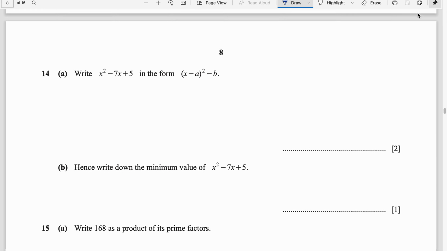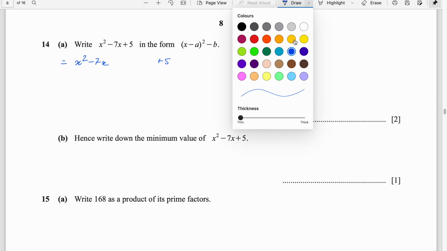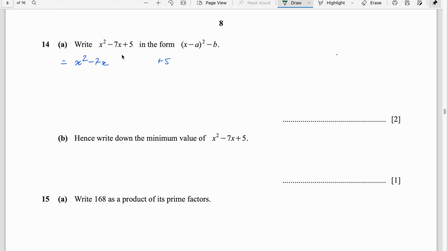Question number 14. Write x squared minus 7x plus 5 in this form. So this is the completing the square form. So x squared minus 7x plus 5. In between, what you do is take the square of half of the coefficient of x. So the coefficient of x, half of it, then square of it, and add and subtract. So plus 7 by 2 squared minus 7 by 2 squared.